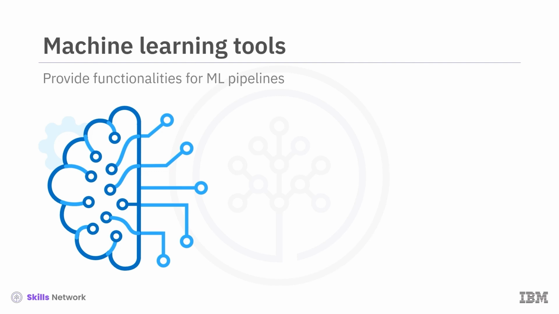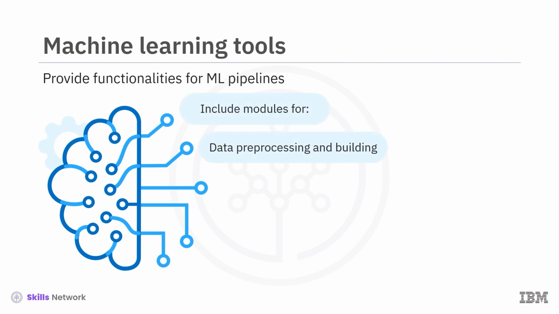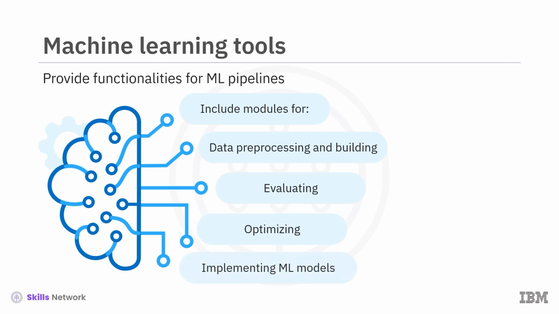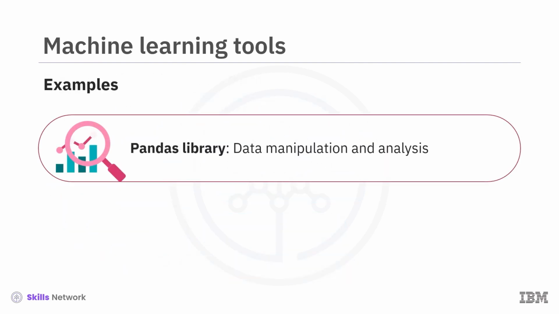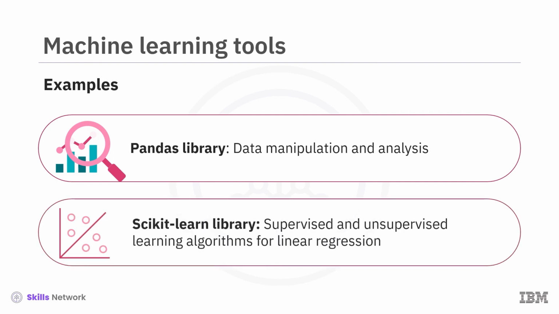Machine learning tools provide functionalities for machine learning pipelines, which include modules for data preprocessing and building, evaluating, optimizing, and implementing machine learning models. These tools use algorithms to simplify complex tasks, such as handling big data, conducting statistical analyses, and making predictions. A good example is the pandas library, used for data manipulation and analysis. Another example is the scikit-learn library, which provides a wide range of supervised and unsupervised learning algorithms for linear regression.